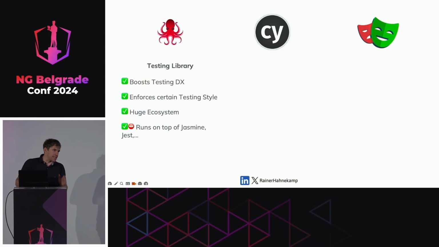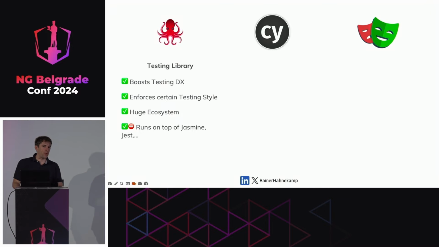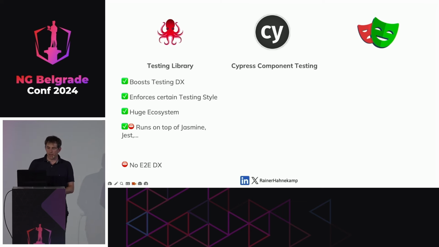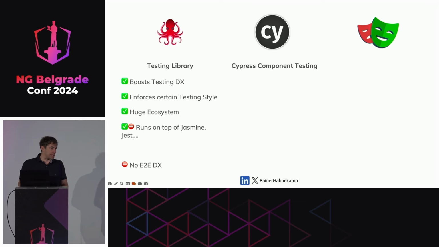And yeah, as I said, you can use your existing Jasmine, Jest, whatever you have, just add this library, and then you can write your integration component tests. The downside is, of course, you don't have this developer experience that you only can get from a real end-to-end testing framework. And this then speaks for Cypress component testing.